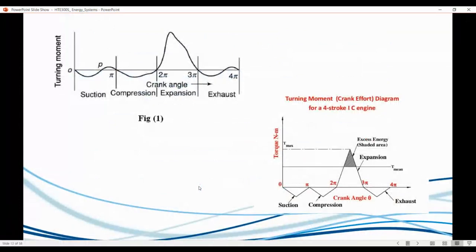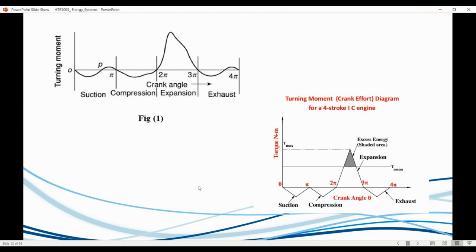Another diagram, obviously, that's a more realistic one. I just found a realistic one, figure 1A. It doesn't look so smooth. It has just small bumps. But basically, what's really important is to note that expansion stroke, that's the only place where the work is done.